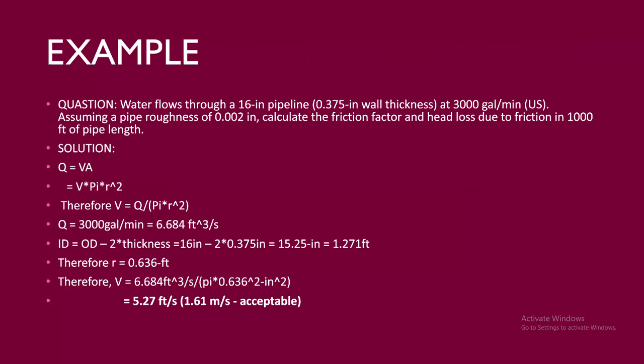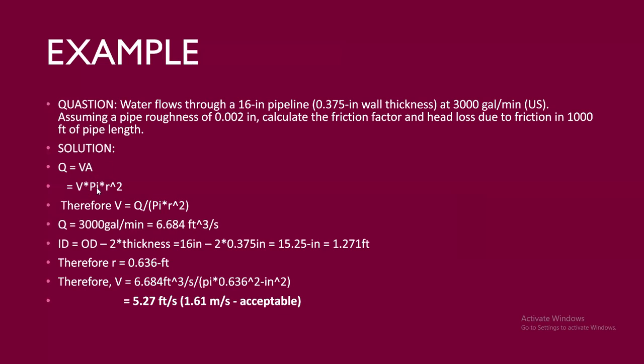We have water flowing through a 16-inch pipeline of 0.375 inch wall thickness at 3,000 gallons per minute. Assuming a pipe roughness of 0.002 inch, calculate the friction factor and head loss due to friction in 1,000 feet of pipe length. So now the solution. First of all, we are given the volumetric flow rate, and we want to convert that to velocity. So we use the formula Q equals VA.